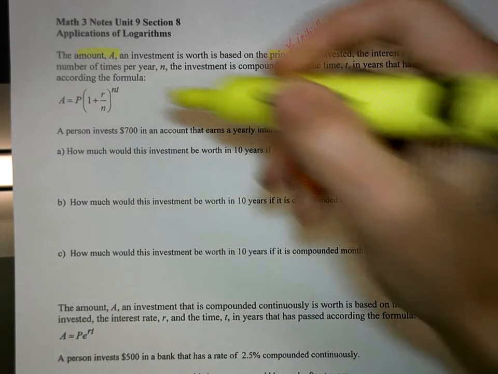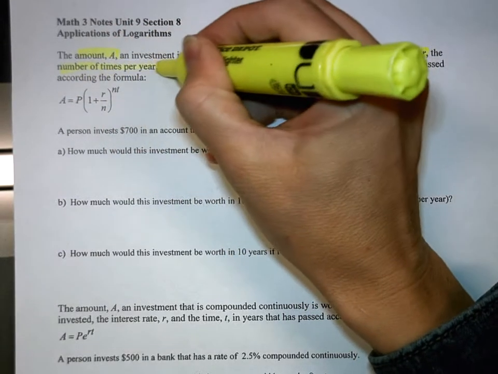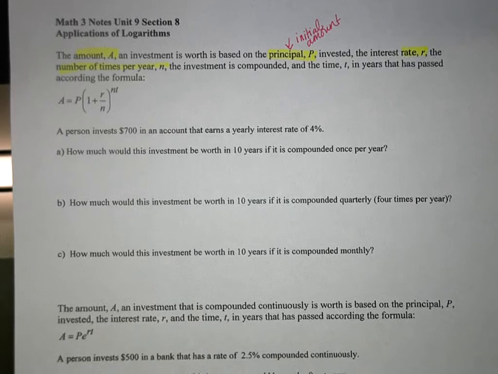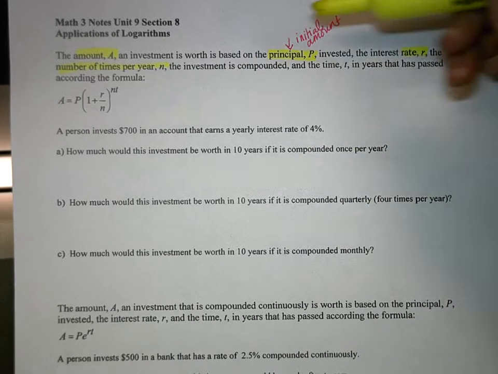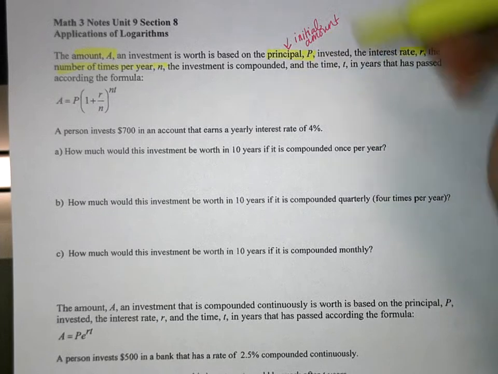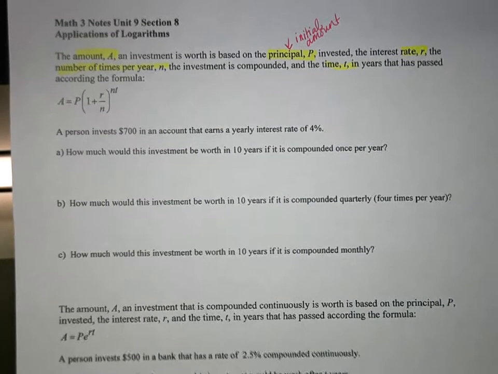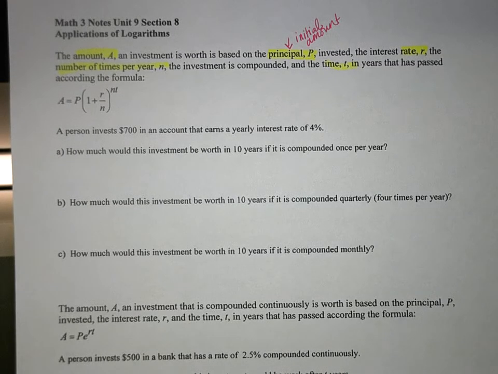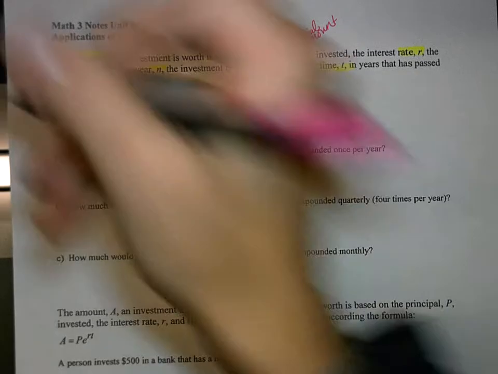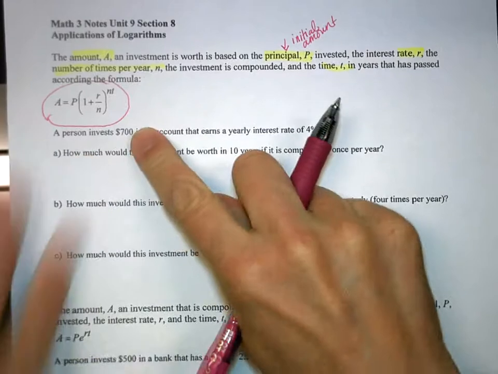The number of times per year is N. What they're talking about is the number of times per year that they calculate your interest, the money that you have earned. So it's the number of times per year the investment is compounded, and the time, T, in years that has passed, according to the formula. The nice thing is that we have been given this formula. We are going to use the information they give us down here to plug into our formula.